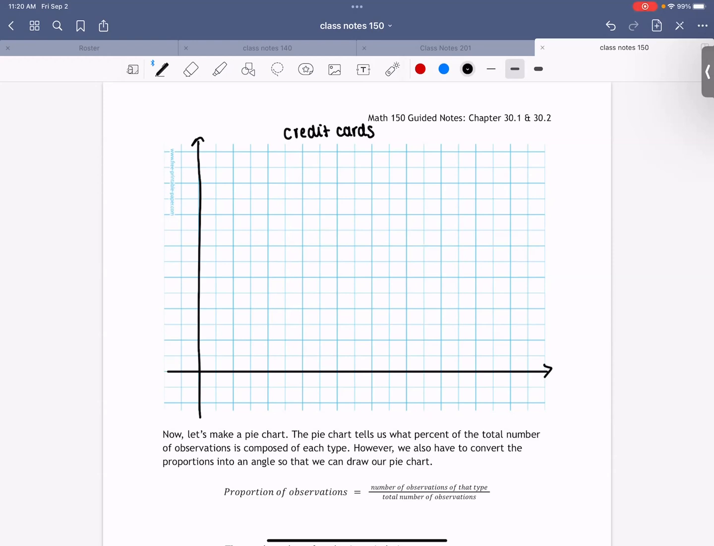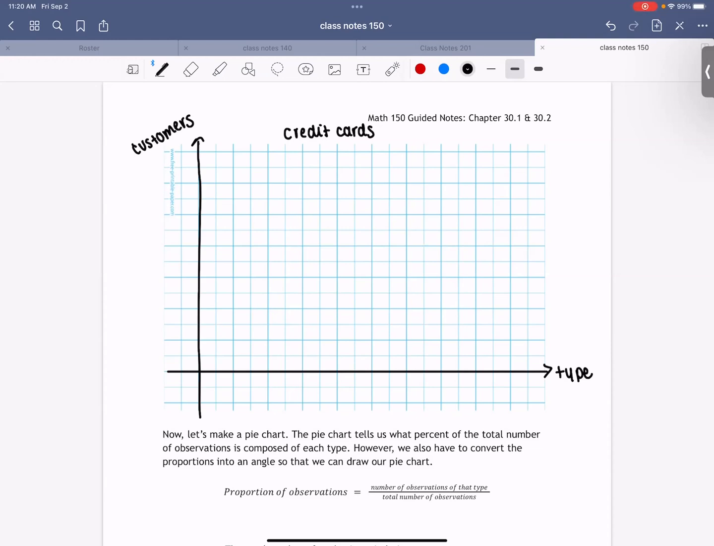Not quite. What do you say, X or Y? The x-axis, sorry. That should be what credit cards. Yeah, the x-axis should be the categorical variable, so the thing that can be described in words. So this is actually going to be the type of credit card. Okay, and on the y-axis, we have the amount, right? The number of customers. Okay.